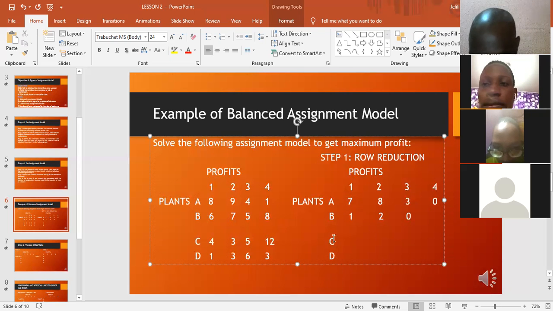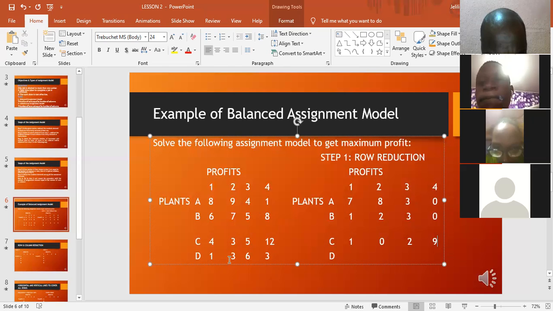This is 3. Why this is 0. Now let's go to the third row. The smallest from 4, 3, 5, 12 is 3. So 3 minus 4 is 1. Then 3 minus 3 is 0. Then 3 minus 5 is 2. Then 3 minus 12 is 9. Good of you.